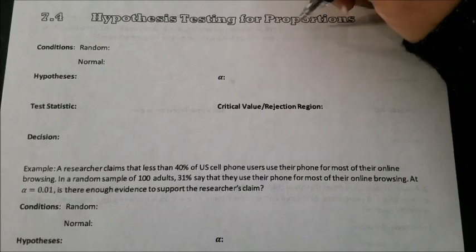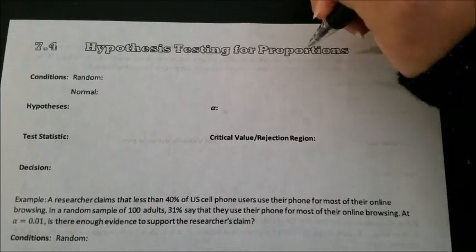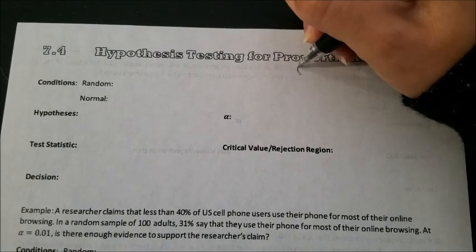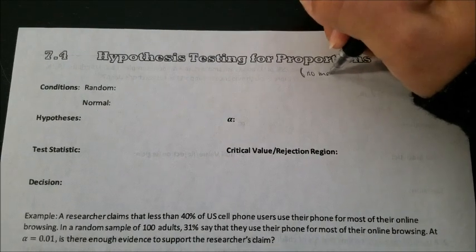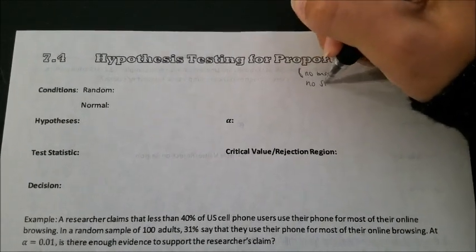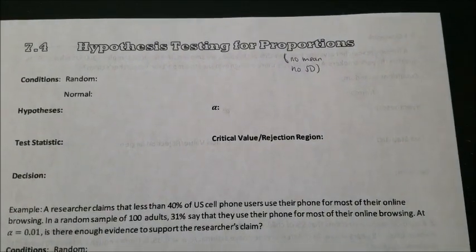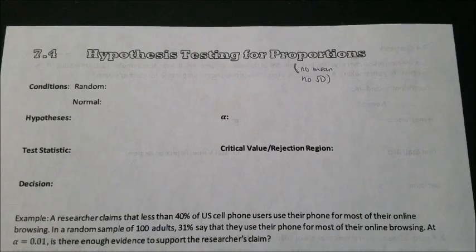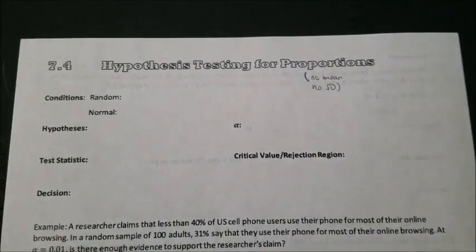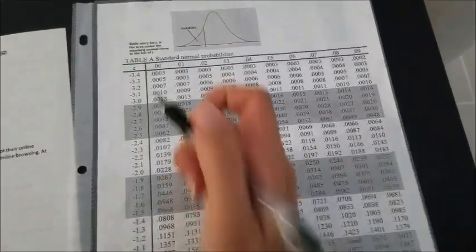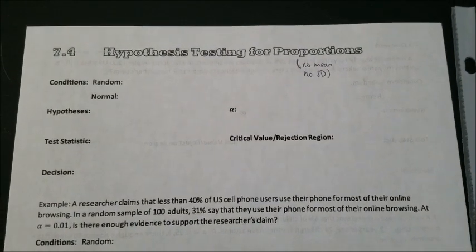So when we're dealing with proportions, you'll know when to use this one because in the problem, there's not going to be given any mean or standard deviation. So that's how you'll know it's for proportions. For this section, you will need your pink chart, this one, with the z-scores on the side. So go ahead and get that out so that you can follow along.